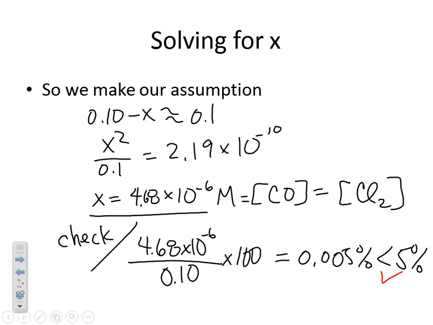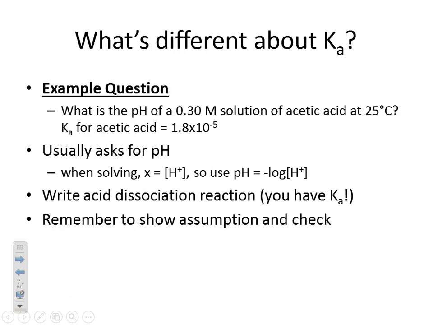We use X in our ICE chart, and we will be making an assumption if K is very, very small. So what's different about doing this in a Ka problem? Well, this is an example question right here of a Ka problem where they're asking for concentration from a value for K. What is the pH of a 0.3 molar solution of acetic acid at 25 degrees Celsius? And then they give you the Ka value for acetic acid, which, by the way, Mrs. Julian has memorized because that's how often the Ka value for acetic acid actually comes up.